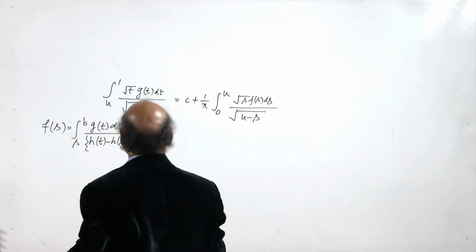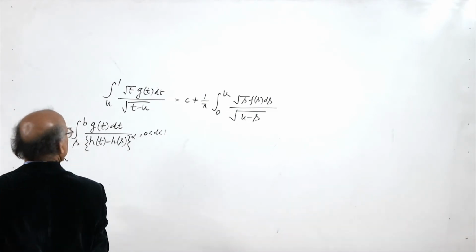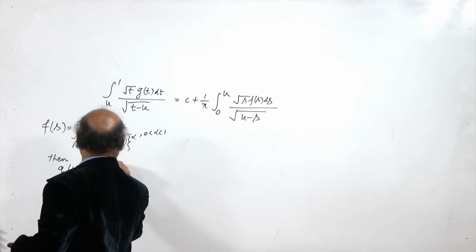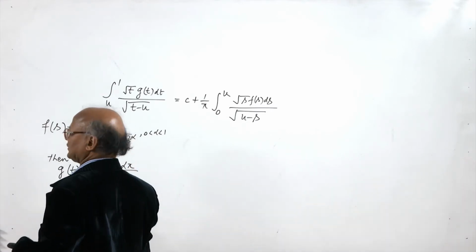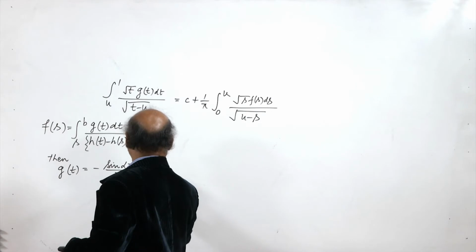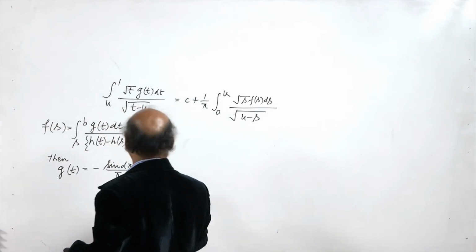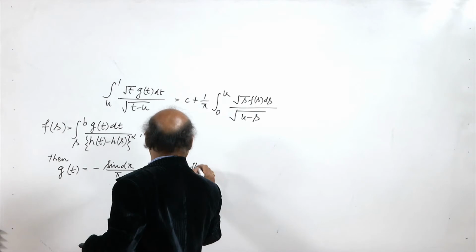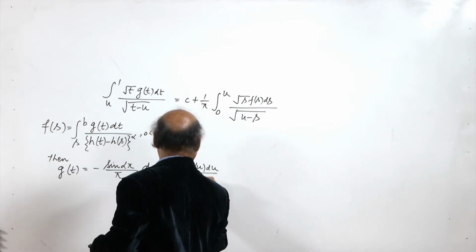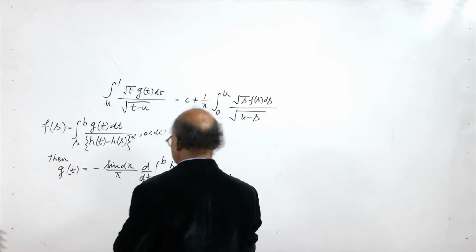When we have this equation, then we get gt equal to minus sin alpha pi divided by pi d over dt of integral t to b h dash u fu du over (hu minus ht) to the power one minus alpha. Okay, let us see how we make use of this.